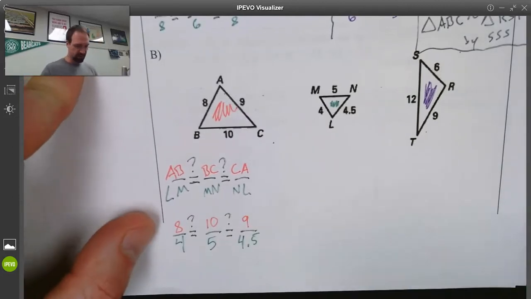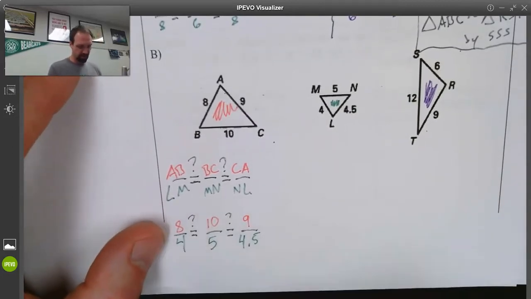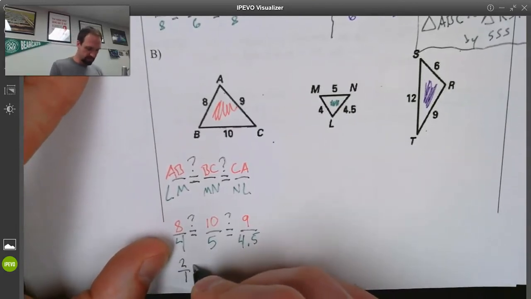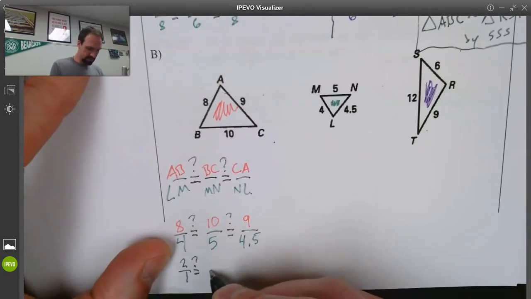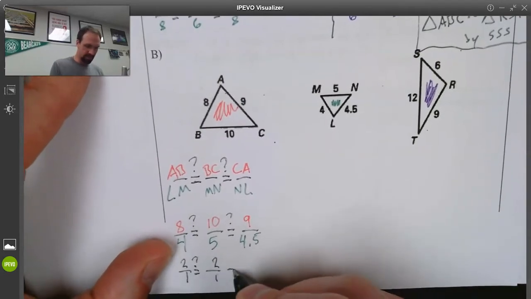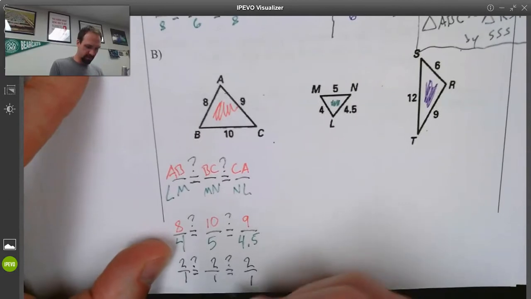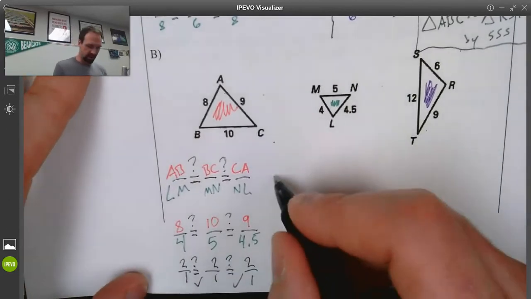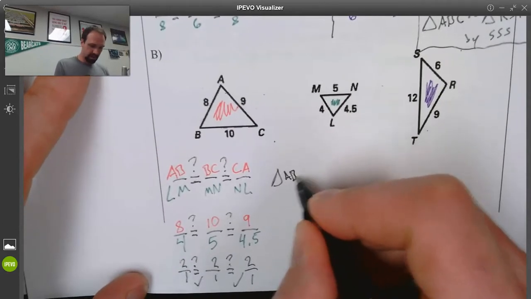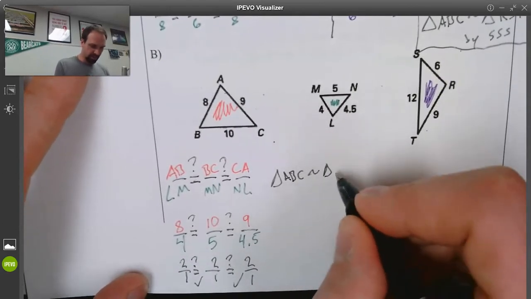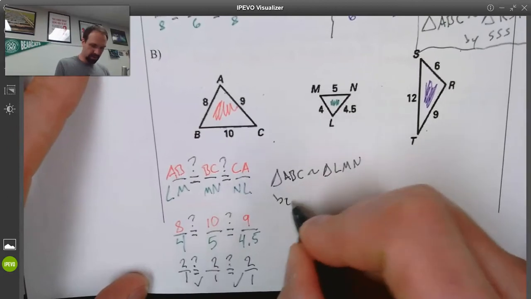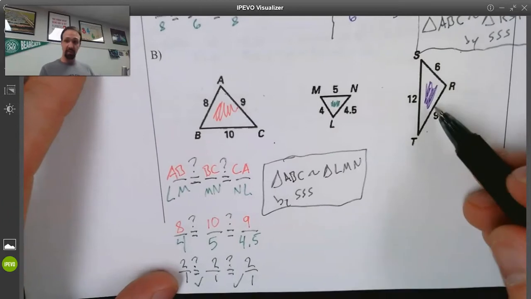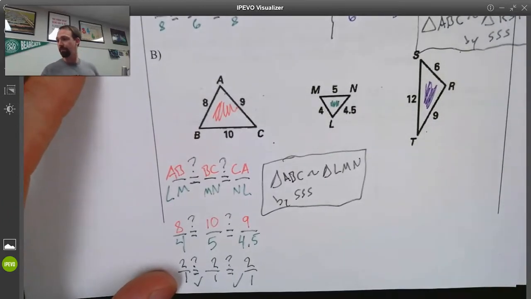And then now I just check, see if these reduce. 4 goes into both of these. So this is 2/1. That's also 2/1. And then this one is also 2/1. So it actually does work. These are all congruent. So that means that triangle ABC is similar to triangle LMN by side-side-side. Now, it could also be similar to this one, so I need to check that as well.